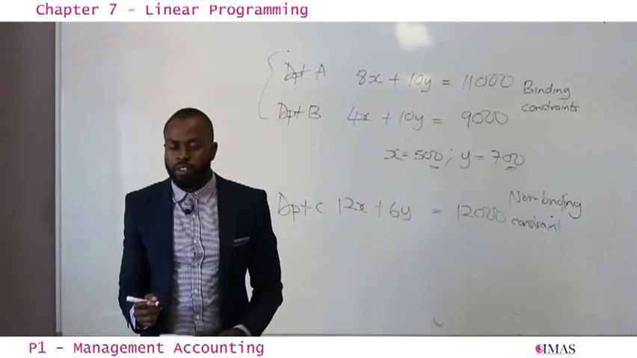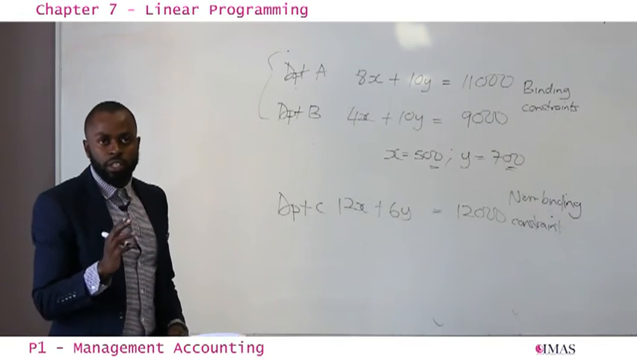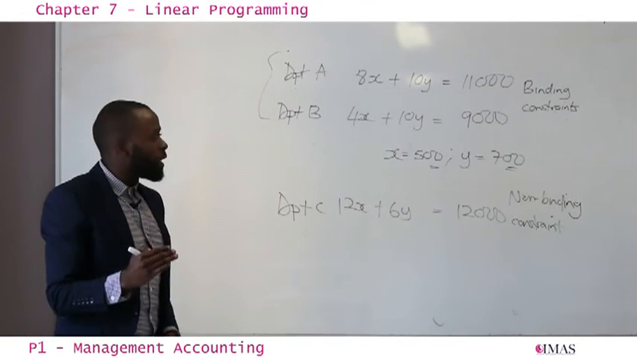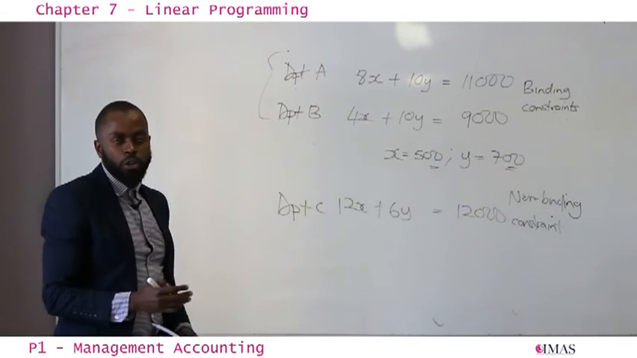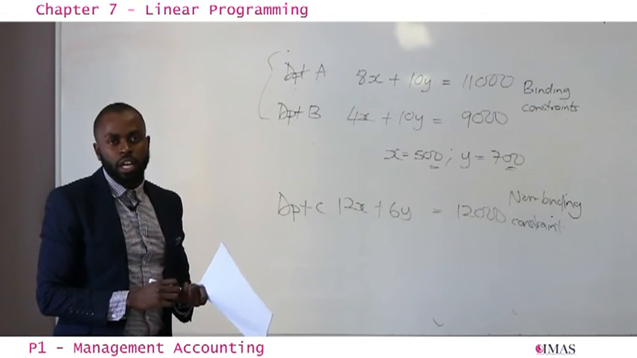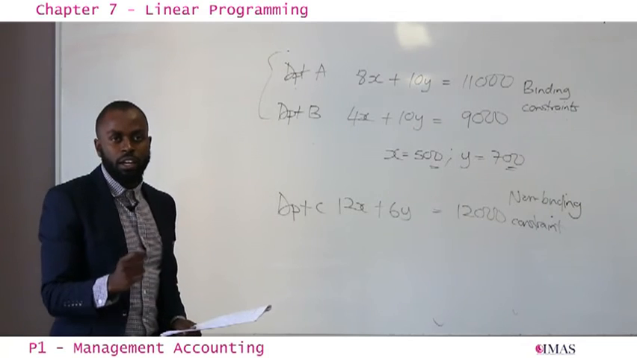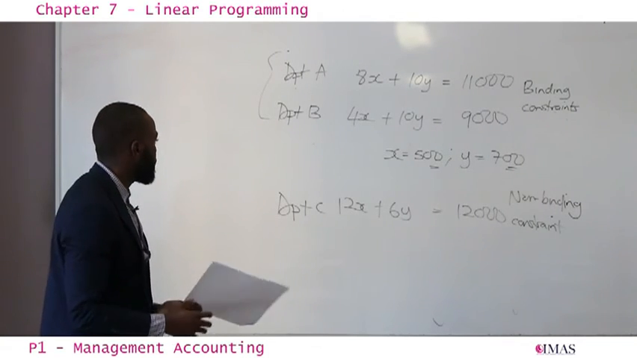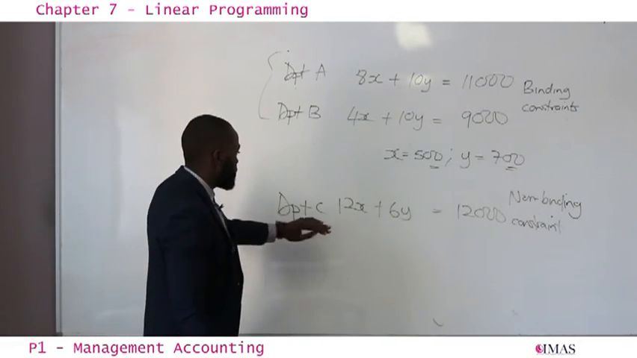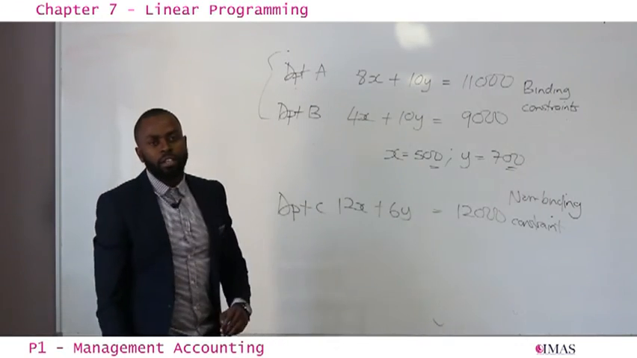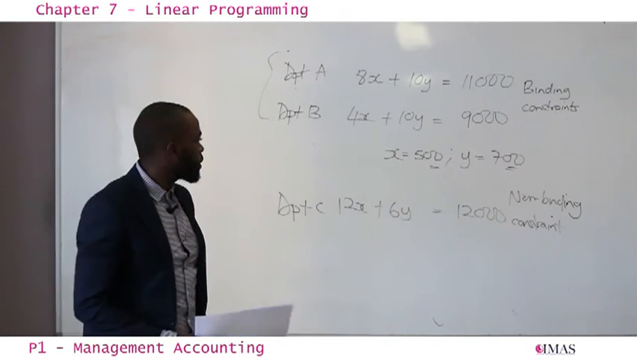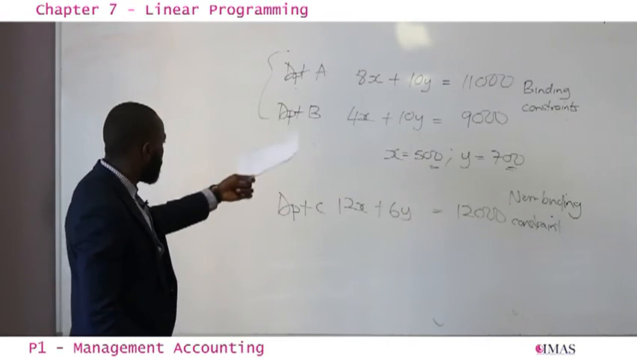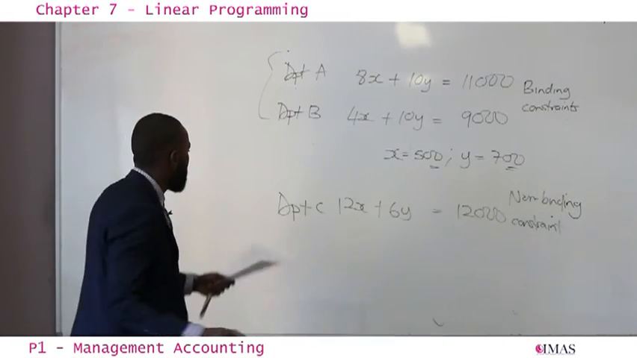Now I'm going to explain this again. The 2 lines where we have our optimum output, we call them binding constraints because we are fully utilizing the resources. Then the other line, which was department C, is a non-binding constraint, which means we're not fully utilizing the resources. Let's just see if what we're talking about here is true. Let's start with department A.